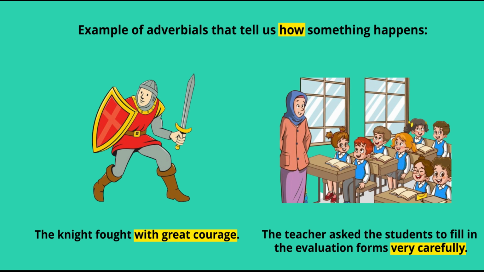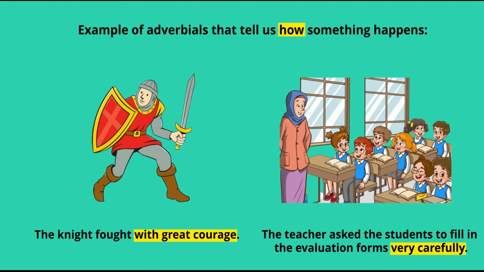Now let's see some examples. Example of adverbials that tell us how something happens. In the first image, you can see a knight with a sword and shield. The knight fought with great courage. So, how did he fight? He fought with great courage.